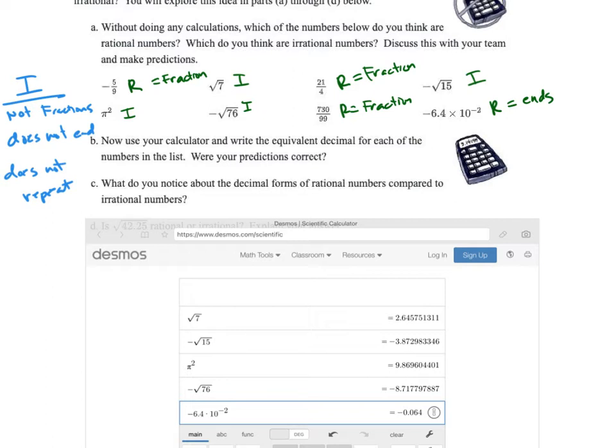So here is your big takeaway in Part C. Part C says, what do you notice about the decimal forms of rational numbers compared to irrational numbers? Basically, it's just like what I said before. If it's a decimal that is rational, then it should end or terminate, or it should repeat. So if it ends or terminates, or if it repeats, like 0.3333 and so on and so forth, then you've got a rational number.